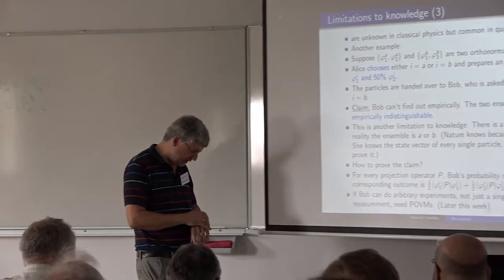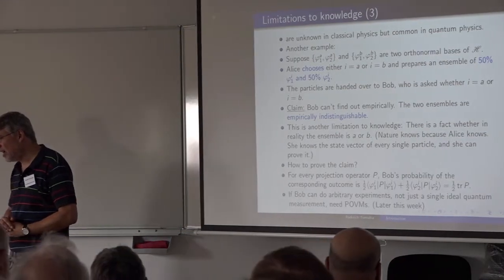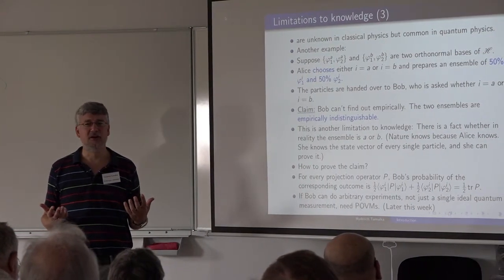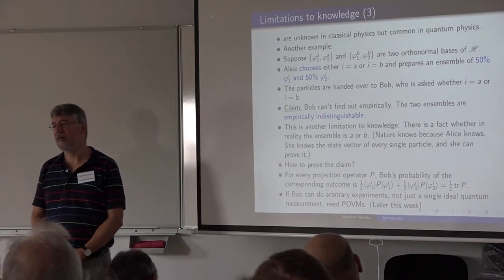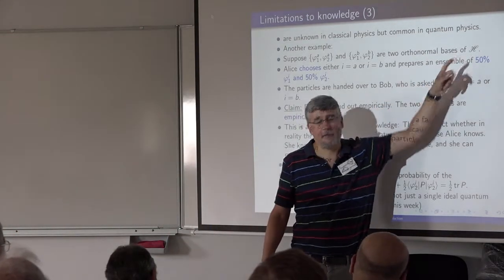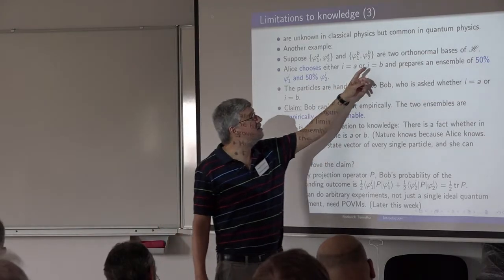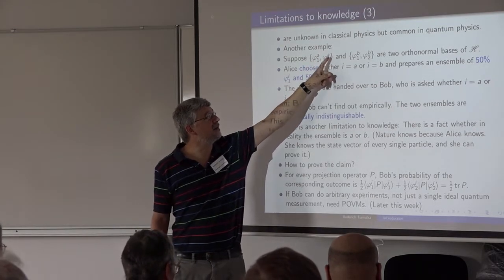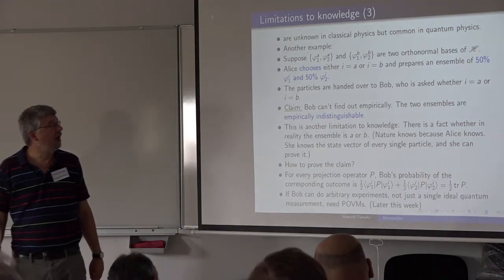Okay, I have a few more remarks about limitations to knowledge. So limitations to knowledge are basically unknown in classical physics. That is why we're often not used to the idea, but they are actually very common in quantum physics. So here's another example of a limitation to knowledge. Consider a Hilbert space, let's say for simplicity two-dimensional, or it could be spin space again, and let's consider two orthonormal bases of the Hilbert space. So here the upper index will distinguish the two bases, and the lower index will count the vectors, the members of the bases.